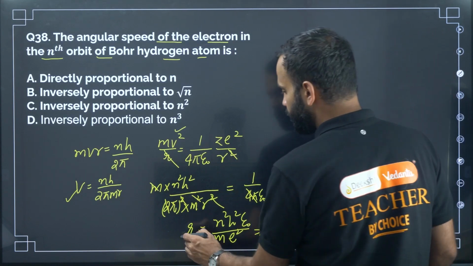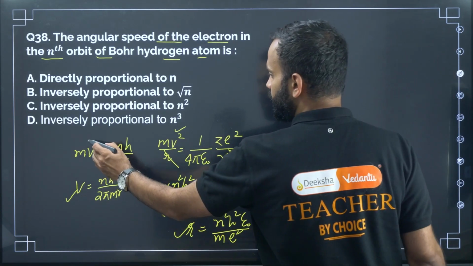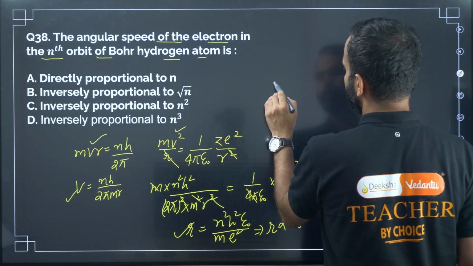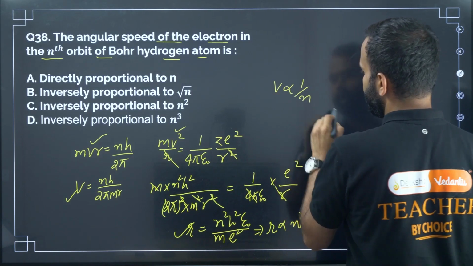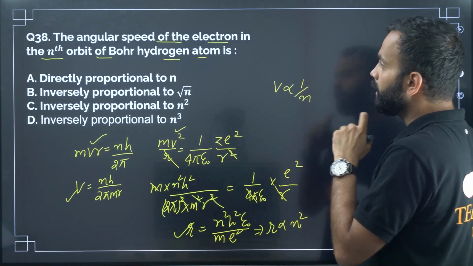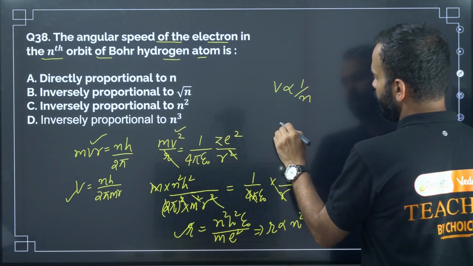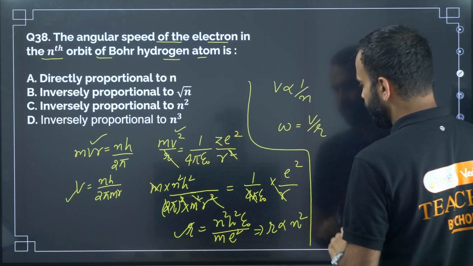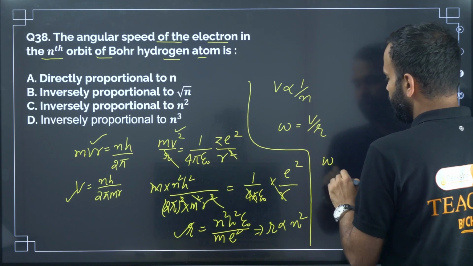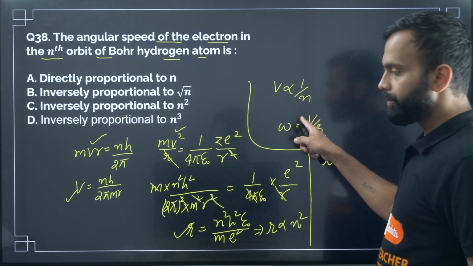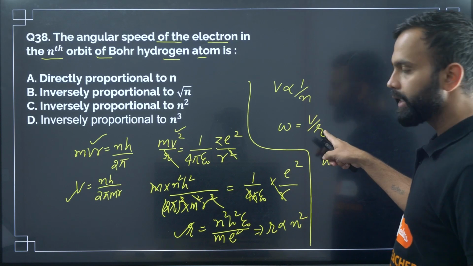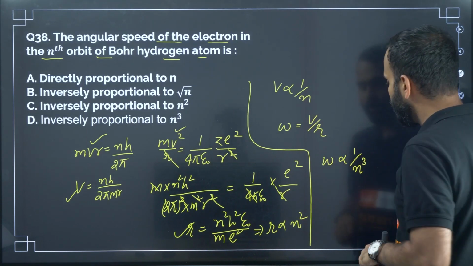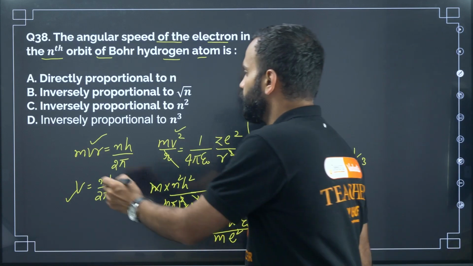So now substitute the expression of r into this equation. From that you will get v is directly proportional to 1 by n. They are asking angular speed of the electron. So angular speed omega is equal to v divided by r, right? So now v is directly proportional to 1 by n, and r is directly proportional to n square. So omega is directly proportional to 1 divided by n cube, or inversely proportional to n cube. So the correct option is D.